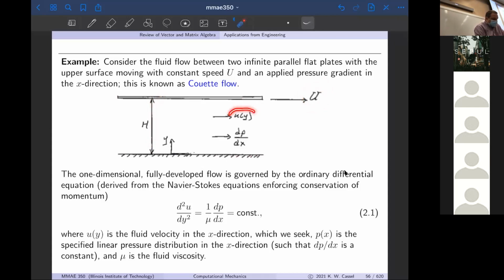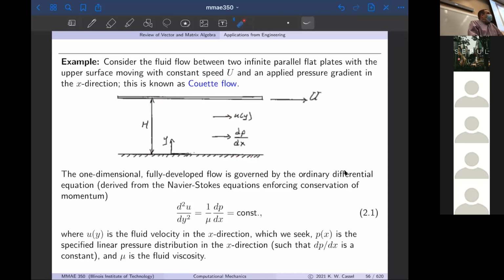And I'm looking for u as a function of y. So I'm looking for what is the u distribution at every point vertically between that gap. So u as a function of y. How many values of y are there? There's an infinity of them. So how many u's are there? There's an infinity of them. So again, the discretization is going to be imposed by me. It's not natural to the problem itself.